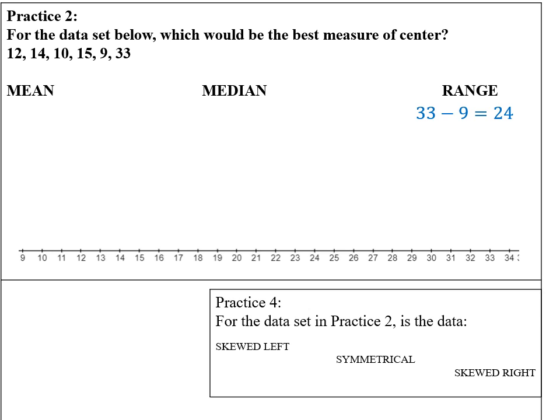Median, next kind of easiest because all we have to do is put the numbers in order. Let's see, 9, 10, 12, 14, 15, 33. There are 6 numbers. Our middle number would be between the 12 and the 14. And 12 plus 14 is 26, divided by 2 is 13. Or I could have just looked at 12 and 14. What's the number in between them? 13. Okay. The mean, add them all up.